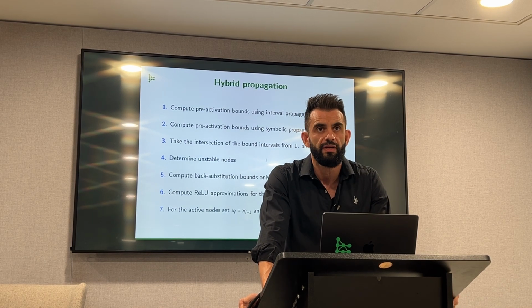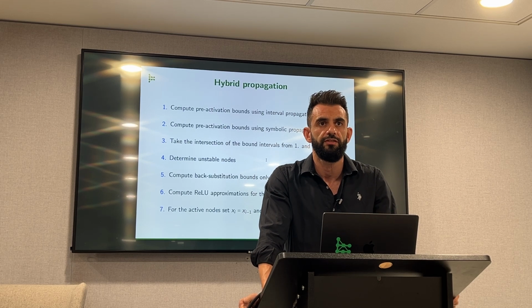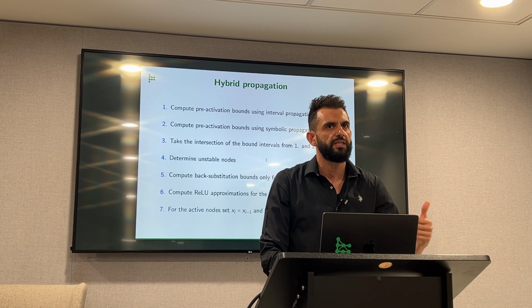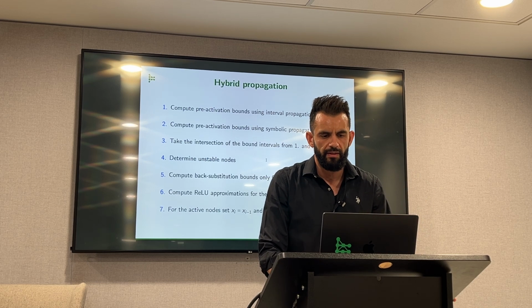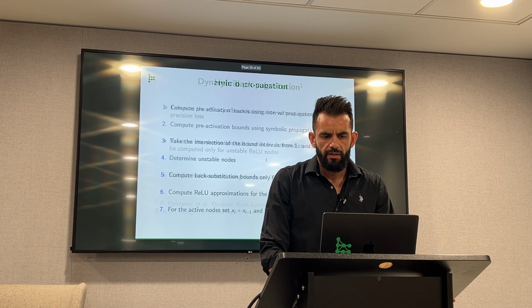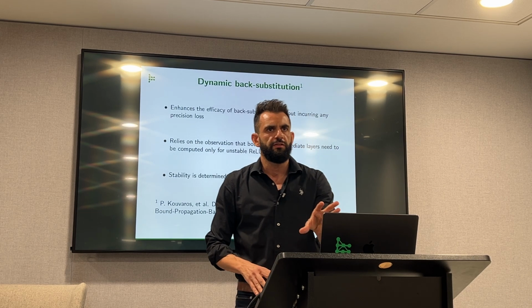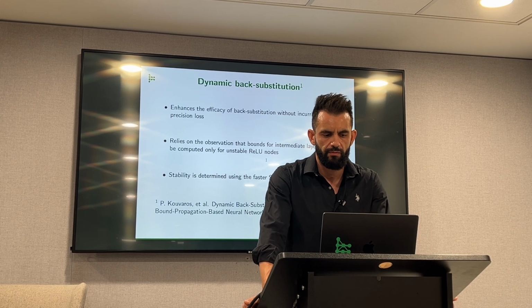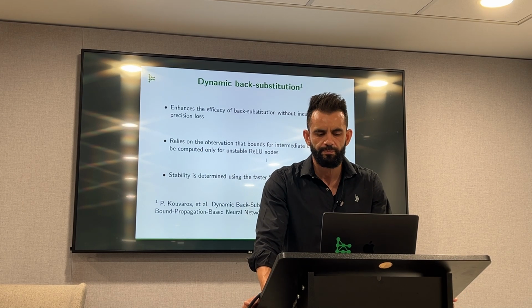And this simple trick helps a lot with the efficiency of back substitution. It is what actually enables back substitution to scale to networks of millions of nodes. And we can leverage this observation on the fact that we need to compute bounds only for the unstable nodes even further with dynamic back substitution.